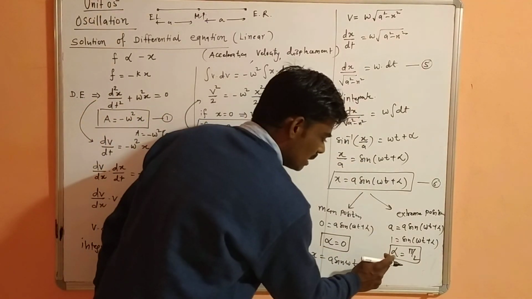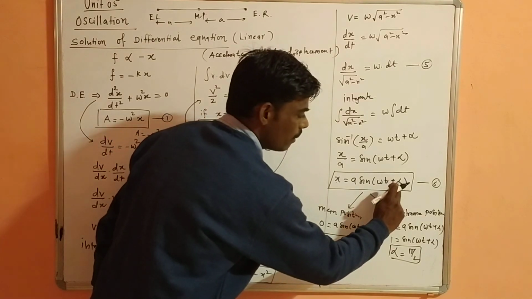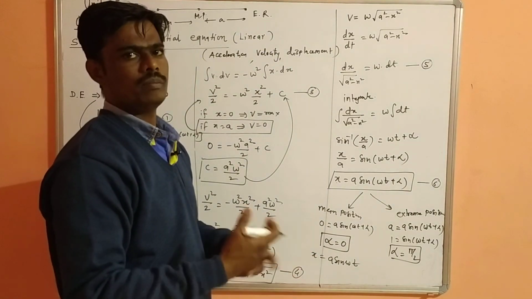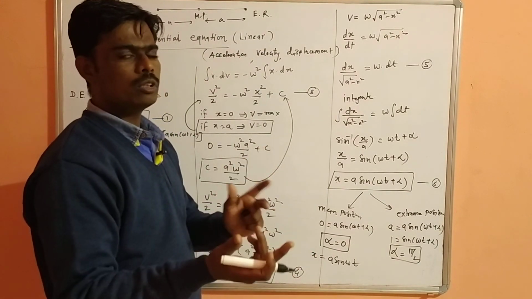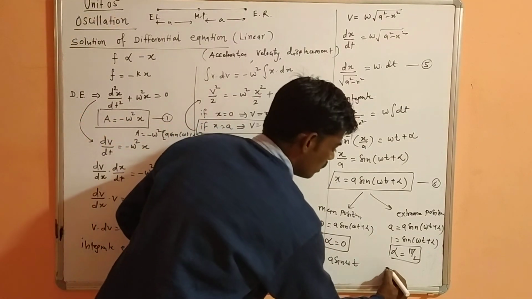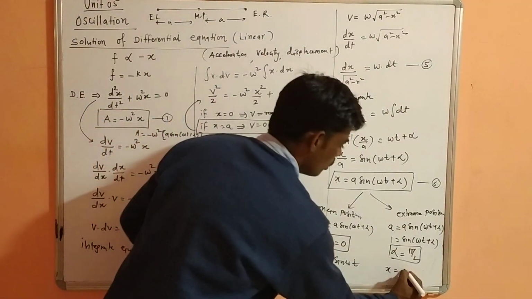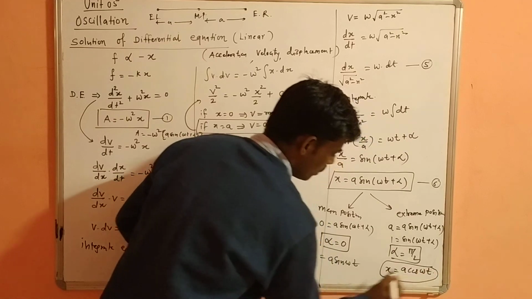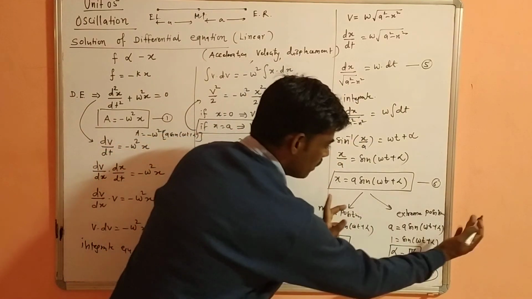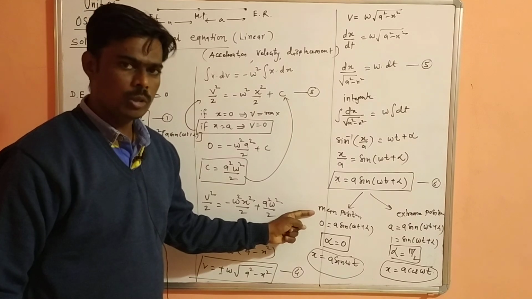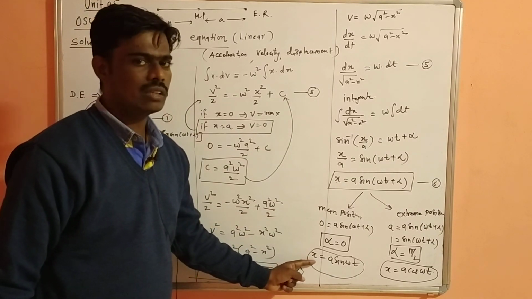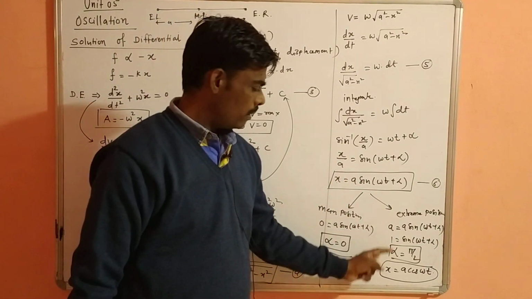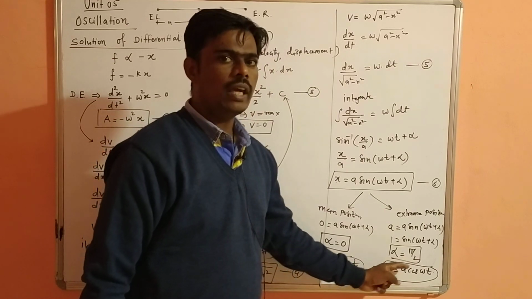So what happens here, if we substitute the value of alpha as pi by 2, sine theta plus pi by 2, where omega t is nothing but theta. So sine theta plus pi by 2 becomes cos theta. So the equation becomes x is equal to a cos omega t. So remember these two different equations for displacement in two different conditions. When particle starts from mean position, displacement is x is equal to a sine omega t. When particle starts SHM from extreme position, the displacement becomes x is equal to a cos omega t.